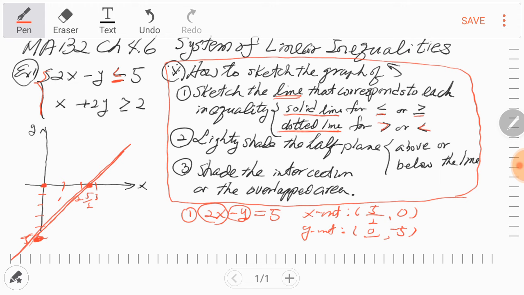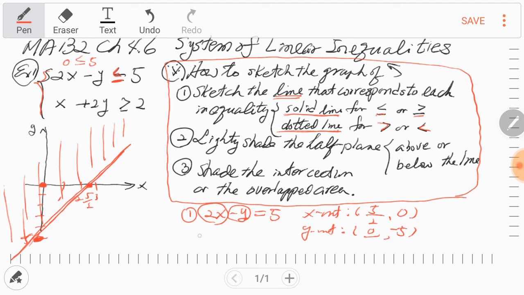Is (0, 0) a solution to this inequality? Well, let's check. x equals 0, y equals 0. So 0 minus 0 is 0. 0 is less than or equal to 5. Is this true? Yes. So this point is one of the solutions, so the area containing this point is the solution. So lightly shade the solution of the first inequality. The solution of the first inequality is above the line.